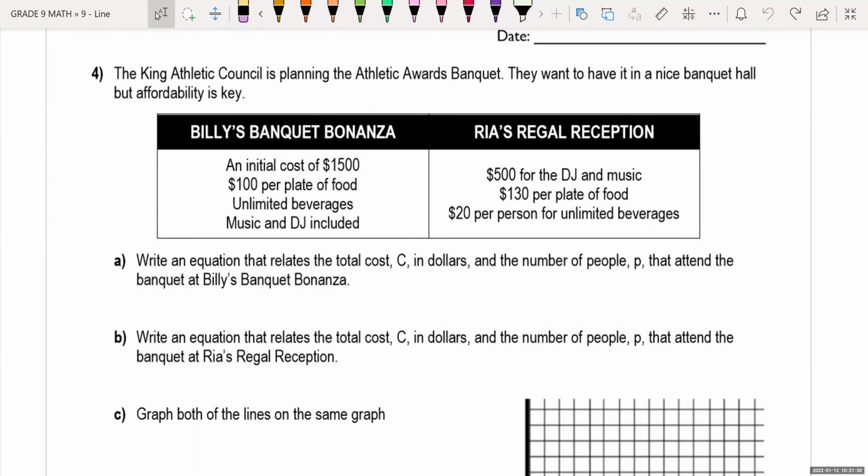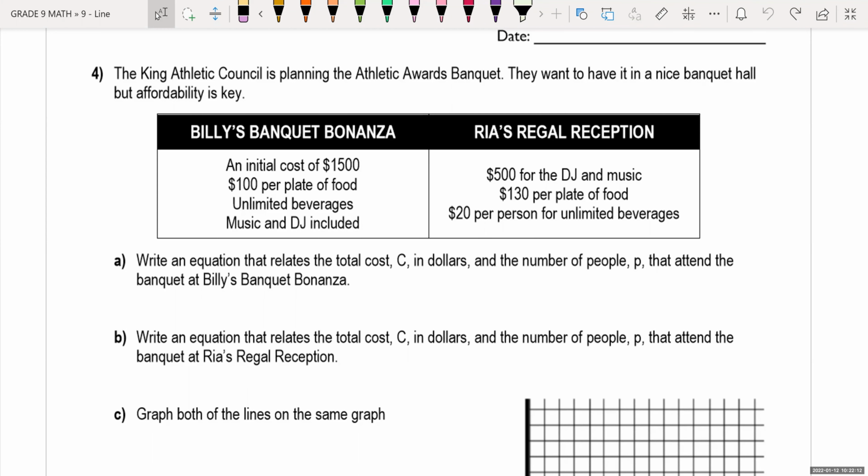Billy's Banquet Bonanza, you have an initial cost of $1,500. So like the school has to pay that regardless of anyone shows up or not. And it's very fancy. It's $100 per plate of food. That's insane. That's like fancy wedding numbers. So I guess let's just pretend we're all millionaires. You get unlimited beverages and the music and DJ is included. Then Ria's Regal Reception, you have $500 for the DJ and music, $130 per plate of food, and then you have $20 per person for unlimited beverages.